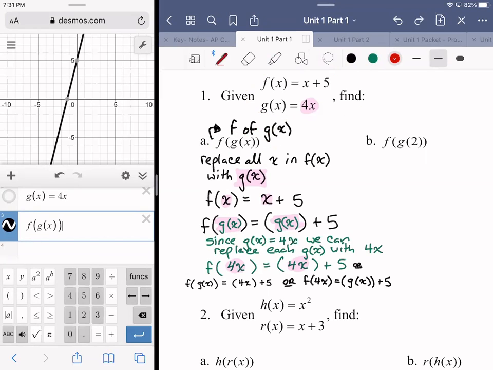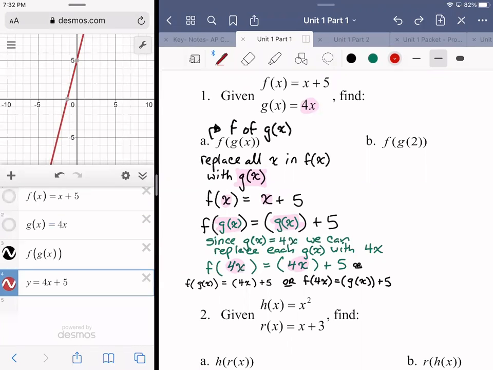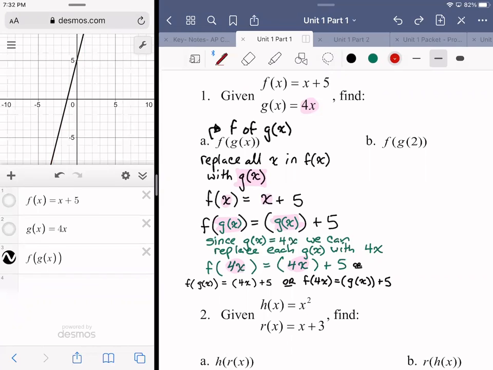What did I accomplish? Well, it may not have given you the actual equation, the f of g of x is equal to 4x plus 5, but it gave you the graph of it, and that's worth something, right? Because if I just write in y equals 4x plus 5, you see it gives me the exact same line. It's the same thing. So it's symbolically not going to do the job for you, but it will do it graphically.